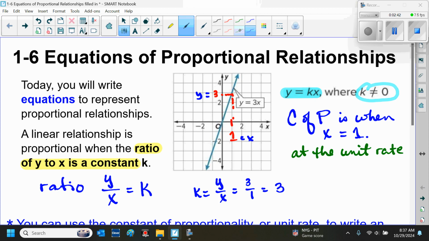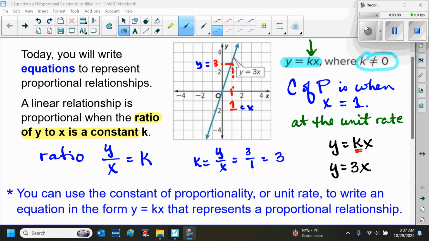When you look at the equation, look at where k goes. The equation is always going to be y is equal to kx, where the constant of proportionality is your k. So our equation is y is equal to 3x, and there's our equation right there. In other words, you can use the constant of proportionality, or the unit rate, to write an equation in the form y equals kx that represents a proportional relationship. Make sure you write that down. Actually, make sure you write all of that down.